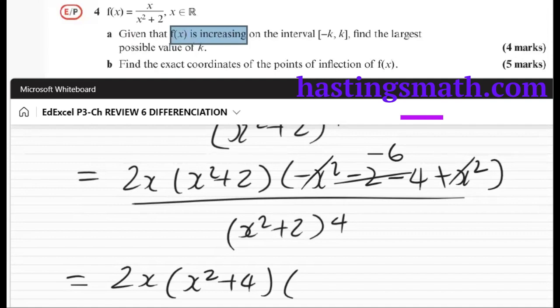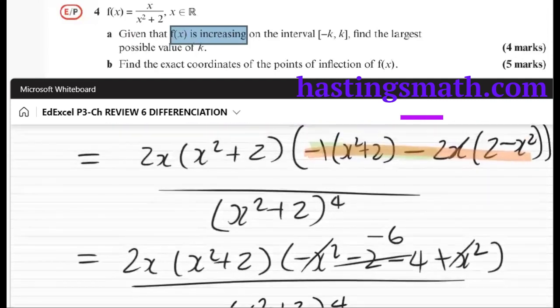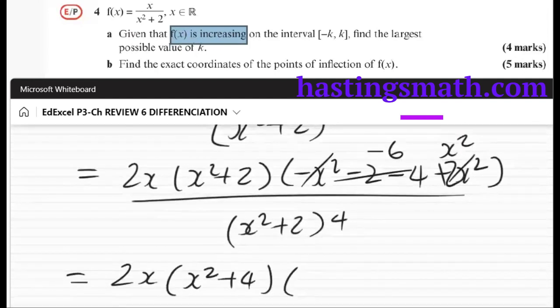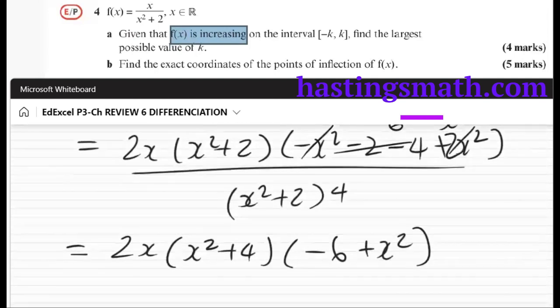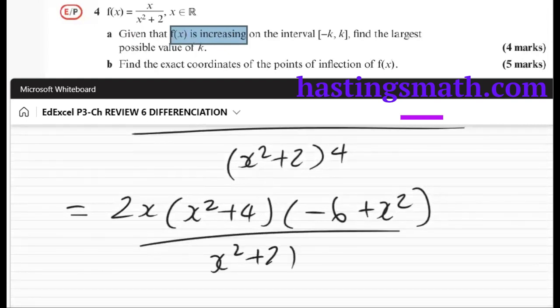How come mine canceled out and theirs didn't? Why? X squared. Oh, there were 2 here. Try and do it too fast. So it'll just be x squared. So this was 2x squared. Okay. Negative 6 plus x squared, all over x squared plus 2.